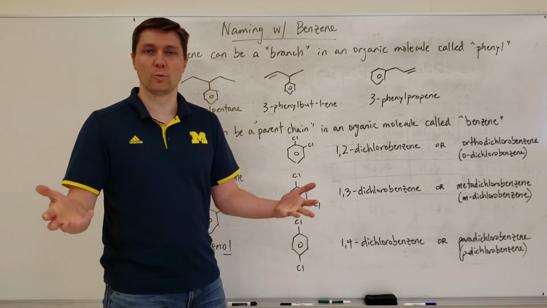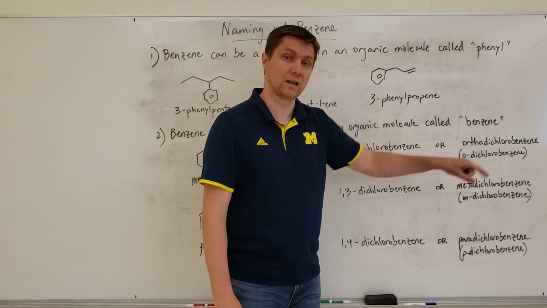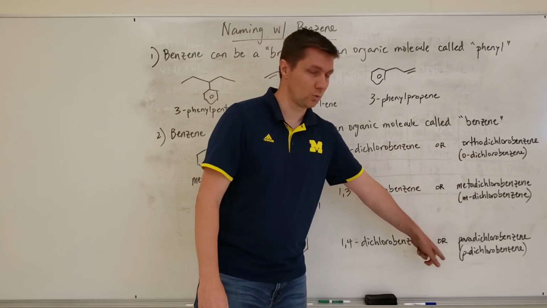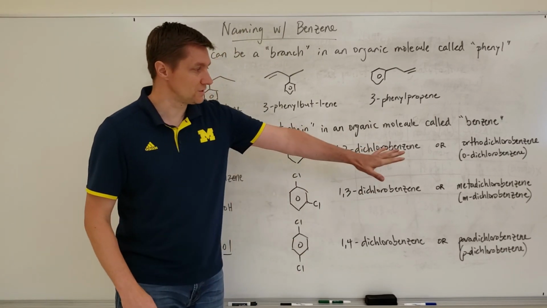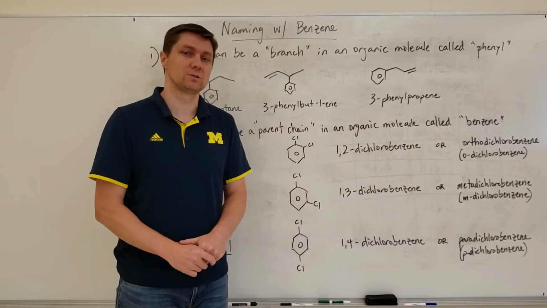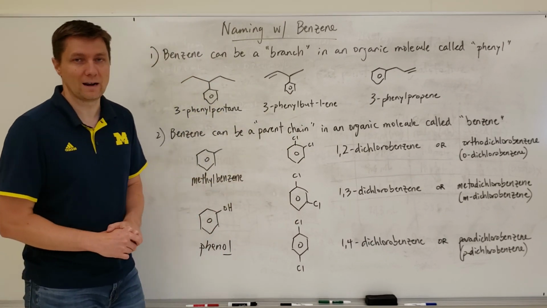And then you can also abbreviate this as well. So instead of writing out ortho, you can just write o-dichlorobenzene, or m- or p- to represent the same thing. So you will see stuff like this. You will see questions on these types of things. So that's why I cover it here. And that's what you guys need to know about naming aromatics. Thanks for watching.